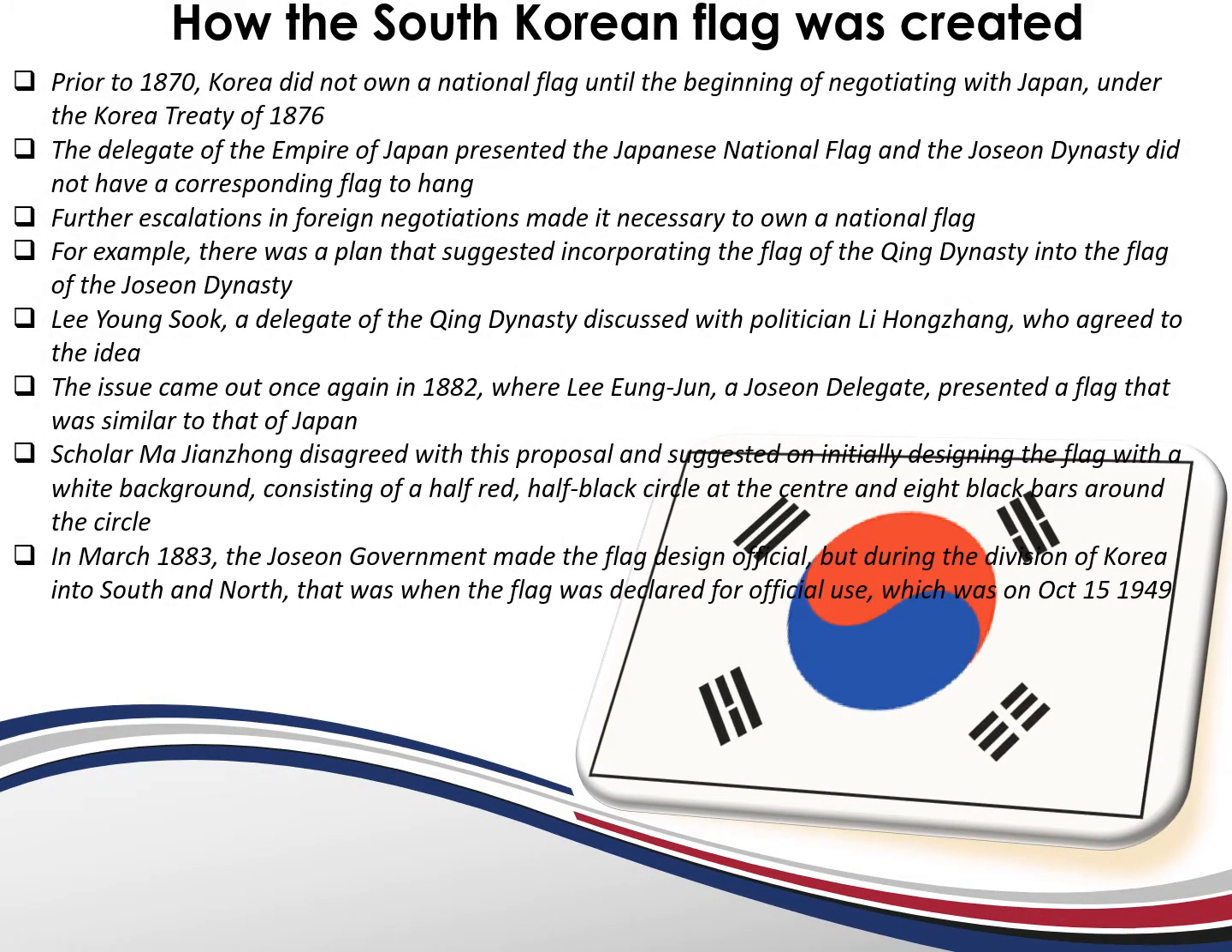Let's move on to how the South Korean flag was created. Prior to 1870, Korea did not own a national flag until the beginning of negotiating with Japan under the Korean Treaty of 1876. The delegate of the Empire of Japan presented the Japanese national flag, and the Joseon dynasty did not have a corresponding flag to hang. Further escalations in foreign negotiations made it necessary to own a national flag.